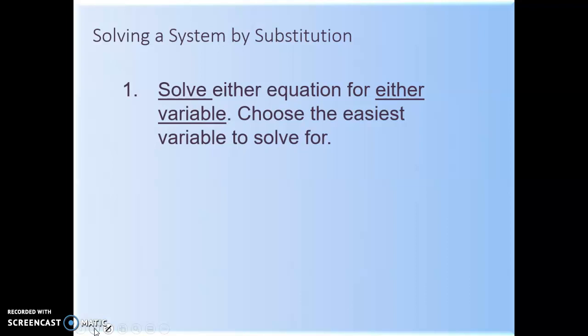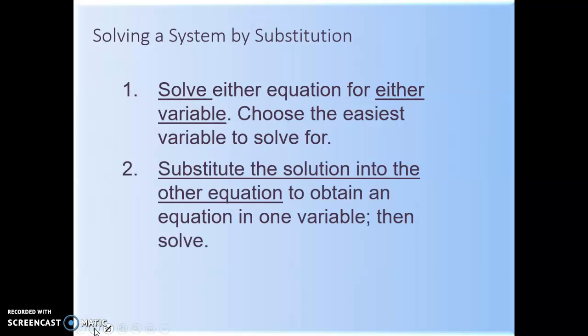When solving a system by substitution, first solve either equation for either variable. Choose the easiest variable for you to solve for. So you can solve for x or y or whatever the variable is, and you can start with either one. You'll always end up at the correct answer. It doesn't matter if you start with x and the person next to you starts with y, or if you start with the first equation and the person next to you starts with the second equation. Start with the one that's easiest for you to solve for.